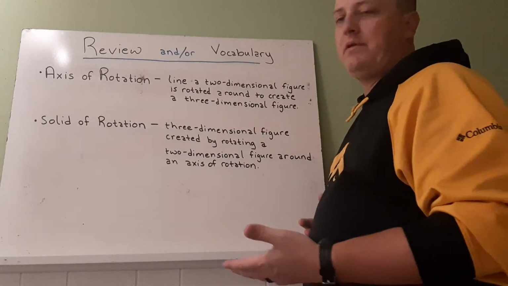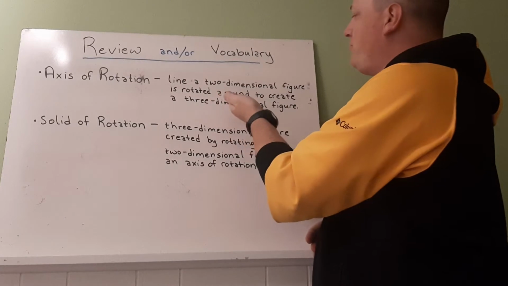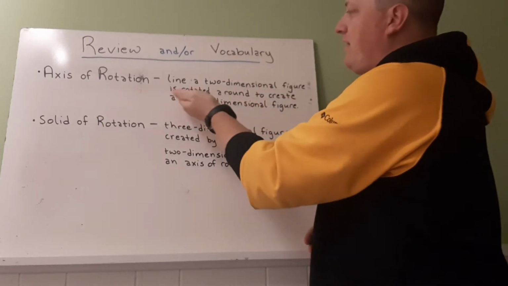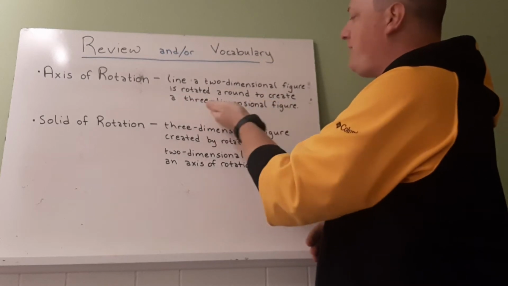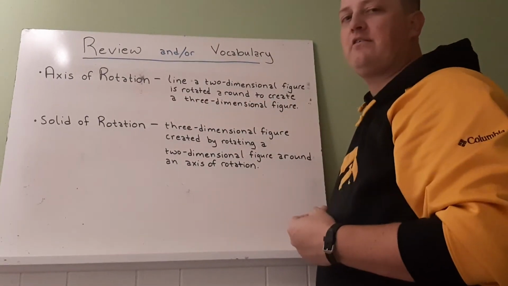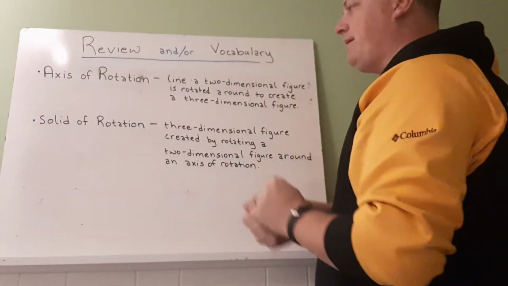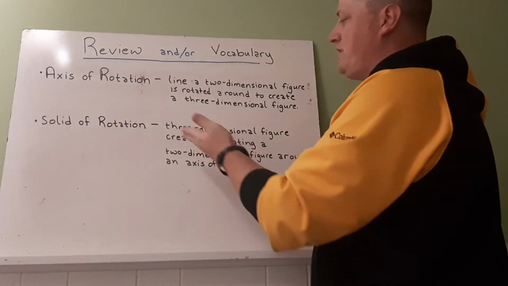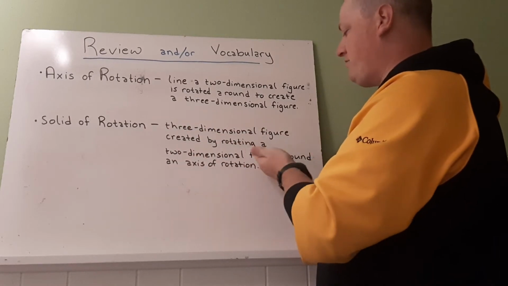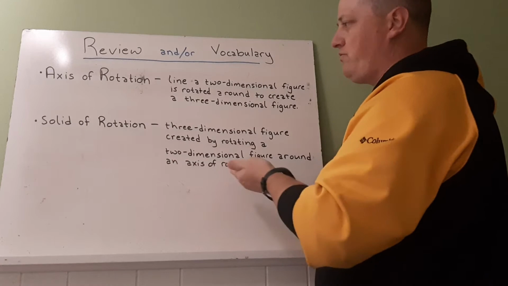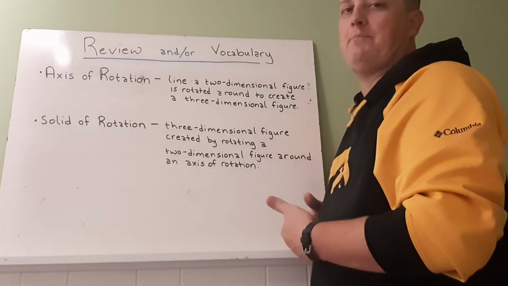So our vocabulary is axis of rotation, line a two-dimensional figure is rotated around to create a three-dimensional figure. So the axis of rotation is like that line that's up and then we rotate around it. Solid of rotation, the three-dimensional figure created by rotating a two-dimensional figure around an axis of rotation. So the solid of rotation is that three-dimensional shape that we create.